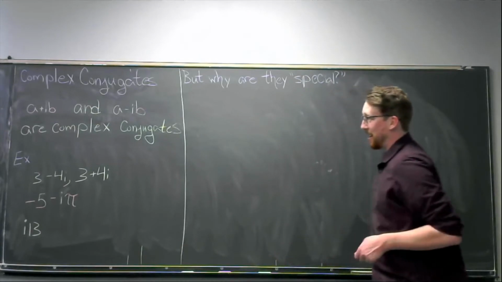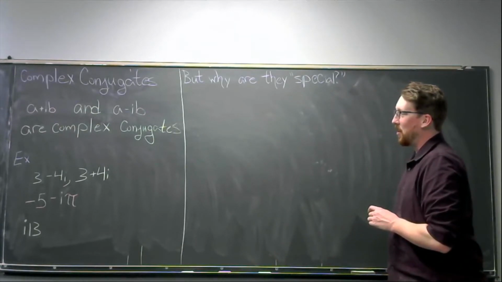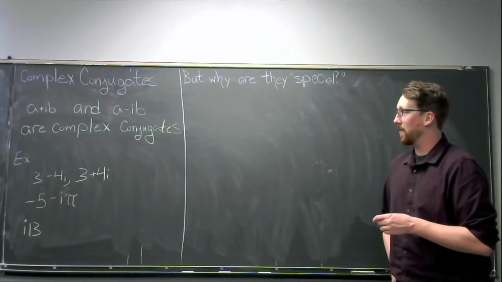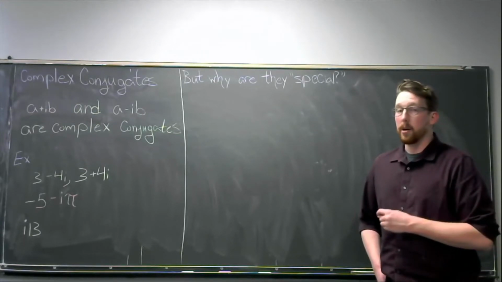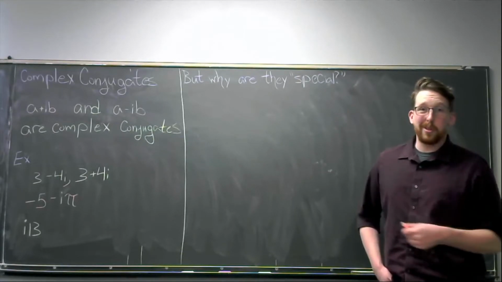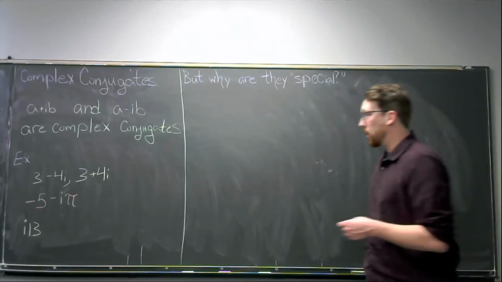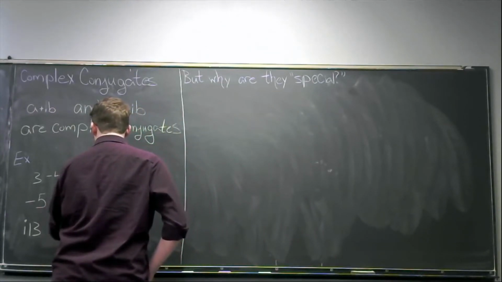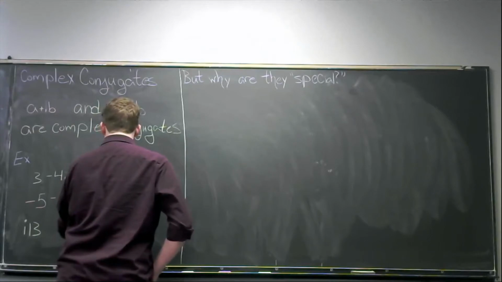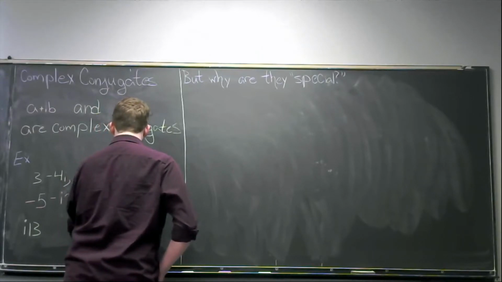in this next example, we want to find the complex conjugate of negative 5 minus i pi. Well, again, we just want to flip the sign on the imaginary part. Okay? So that's going to be negative 5 plus i pi.